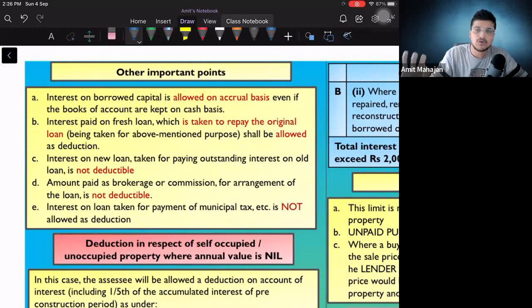Understood? So interest on borrowed capital is allowed on accrual basis. Sometimes in the exam they will give you like this: interest on borrowed capital is this, but it is unpaid. You will say, अरे यार unpaid है. पेड होता तो मैं डिडक्शन लेता. नहीं, अनपेड है तो भी तू डिडक्शन ले सकता है.